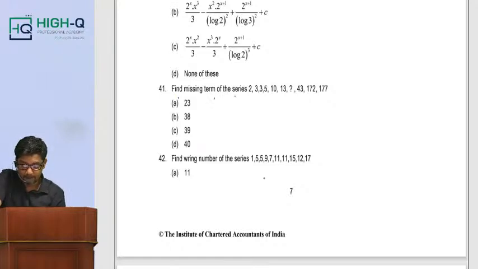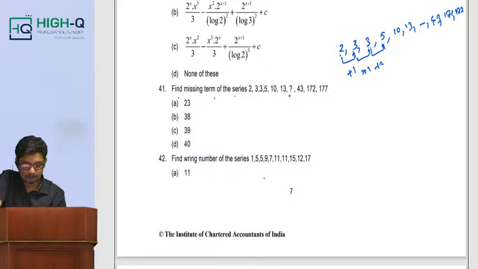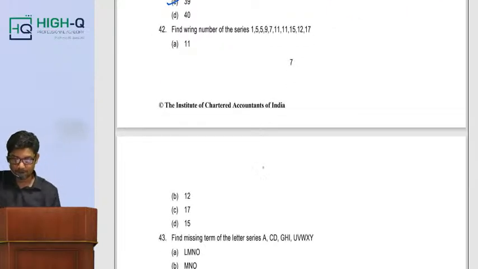Find the missing term of the series. Wow, the middle term is missing. 3, 5, 10, 13, dash, 43, 172, 177. Is it plus 1 into 1, plus 2 into 2, plus 3 into 3? So which is nothing but 39. Answer is over.